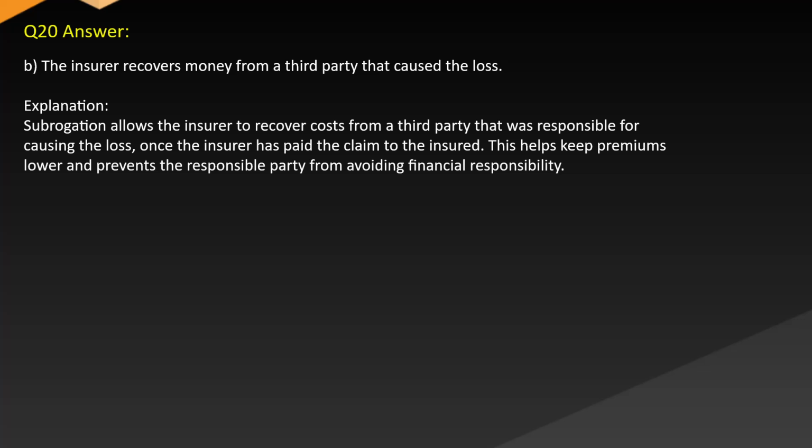Answer B. The insurer recovers money from a third party that caused the loss. Explanation. Subrogation allows the insurer to recover costs from the third party that was responsible for causing the loss once the insurer has paid the claim to the insured. This helps keep premiums lower and prevents the responsible party from avoiding financial responsibility.